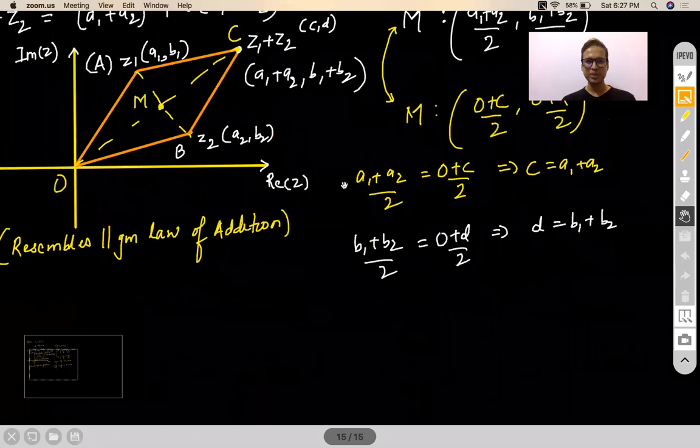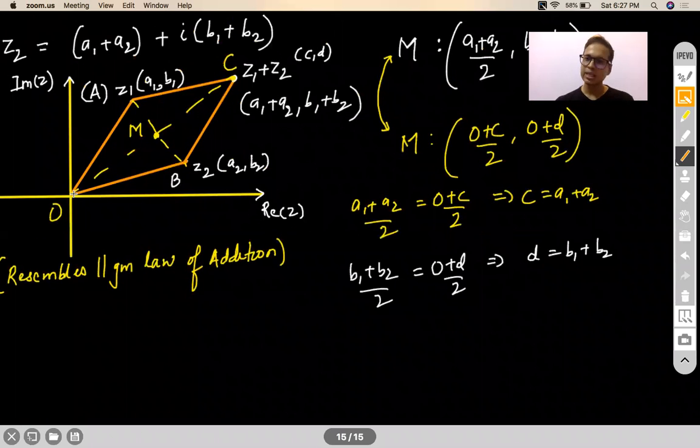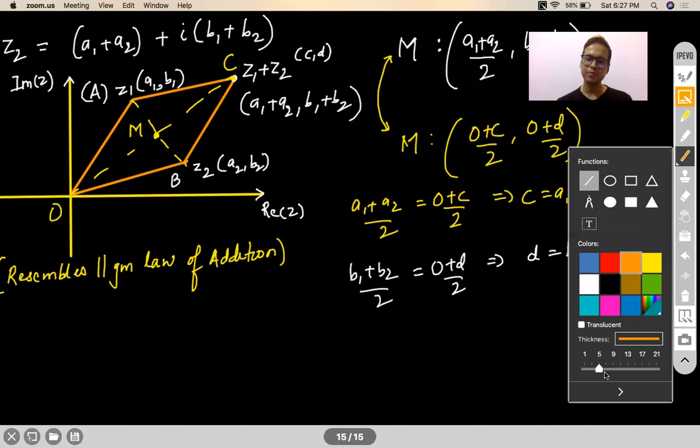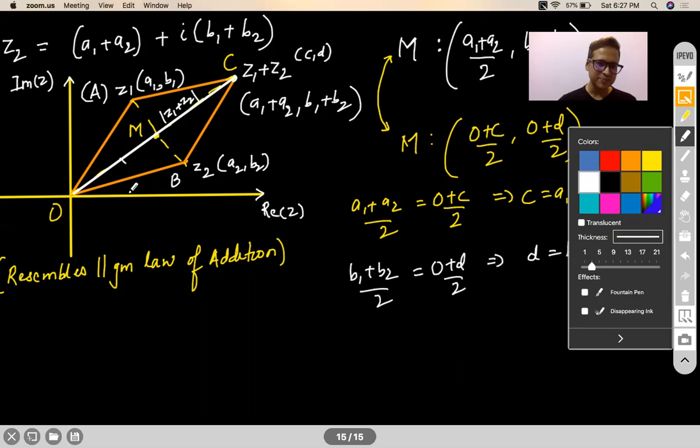A couple of things I would like you to understand here, apart from the fact that you know how it is geometrically represented. If I connect O to C, the length of OC will be called mod of Z1 plus Z2. It's needless to say, because mod of any complex number is the length of the line segment connecting the origin to that point, isn't it? So this is your mod Z1 plus Z2, and this angle that you see here would be your argument of Z1 plus Z2.